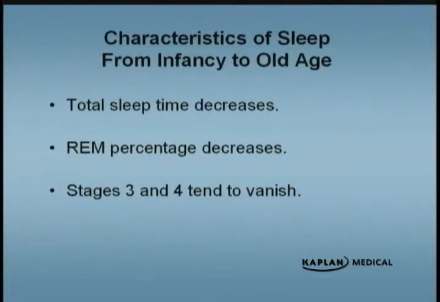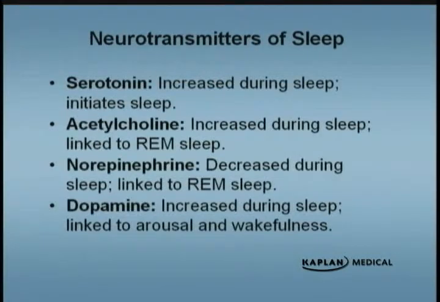Same thing applies for REM. The baby spends 50%. Adolescents and adults spend about 25%, and the elderly spend about 20% of their total sleep time in the REM part. So again, REM goes down. And of course, non-REM also decreases because stages 3 and 4 tend to decrease in the elderly to the point where they actually disappear.